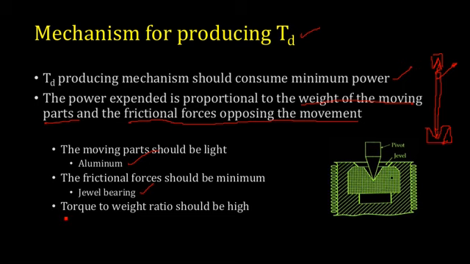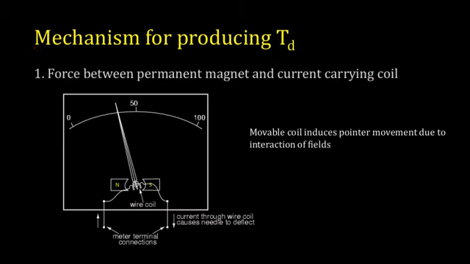Again, your torque to weight ratio should be high. That is, compared to the weight of the moving system, the moving system has to produce an appreciable amount of torque to make your pointer move or deflect. So torque to weight ratio, torque divided by weight of the moving part, should be high.